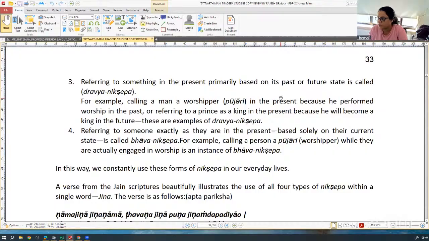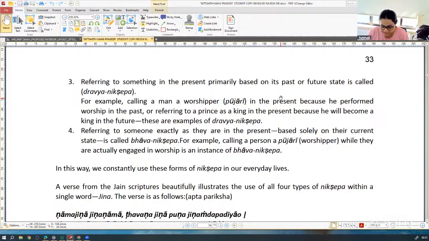Referring to something in the present primarily based on its past or future state is called Dravya Nikshep. For example, calling a man a worshipper, pujari, in the present because he performed worship in the past, or referring to a prince as a king in the present because he will become a king in the future. These are examples of Dravya Nikshep.